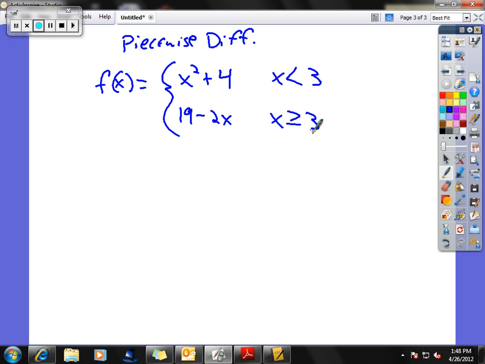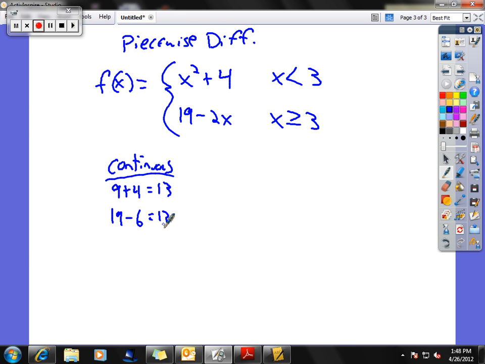So for continuity, we're going to plug in 3, and the top is going to be 9 plus 4, and the bottom is going to be 19 minus 6. And look at that, those come out the same. So that is continuous, right?